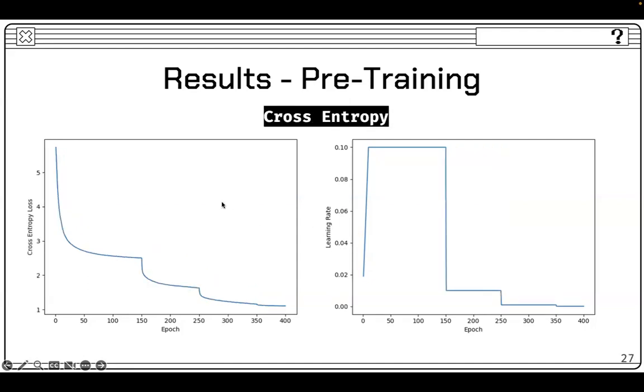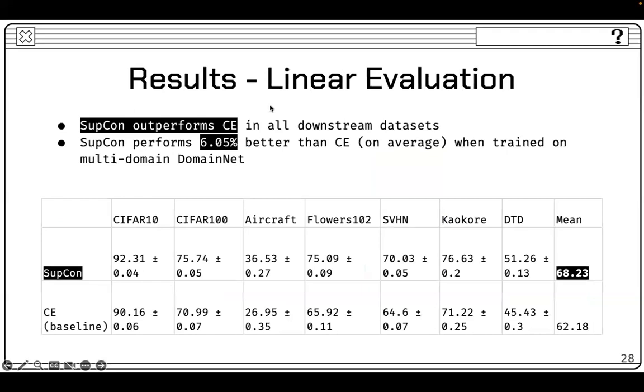So here are the results obtained for the cross entropy model. On the left again, we see the cross entropy loss against epoch, and on the right is the learning rate schedule against epoch. So here are the results that I have obtained, and to summarize this table, SupCon outperforms cross entropy loss in all the downstream datasets that we tested, and SupCon performs 6.05% better than cross entropy on average when trained on the multi-domain DomainNet dataset.